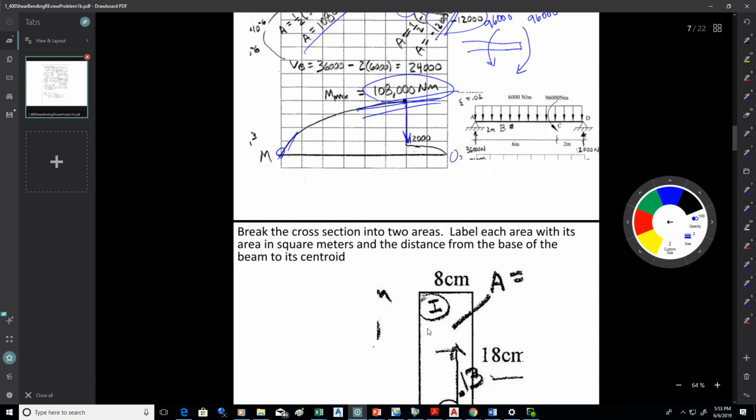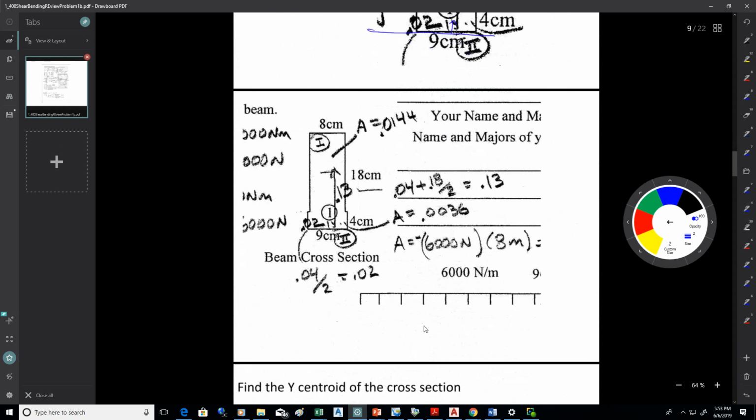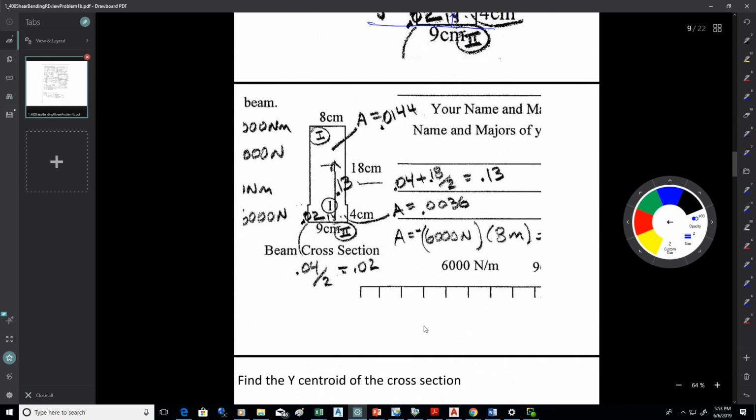All right, so let's look at how we could find the centroid. Now what you would do there is break the beam cross-section into two pieces, the lower rectangle and the upper, and then you'd want to find the area of each piece. So the lower there is 9 centimeters by 4 centimeters. So that would be 0.0036 meters squared for the area. The upper area would be 8 centimeters by 18. So that would be 0.0144 meters squared for the area.